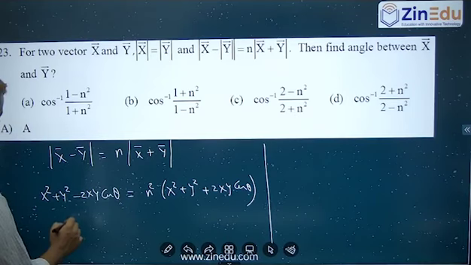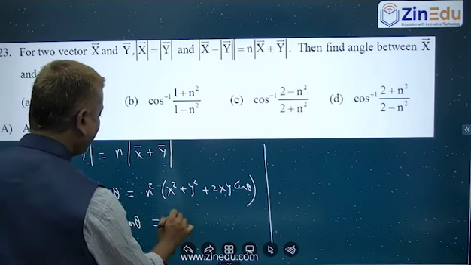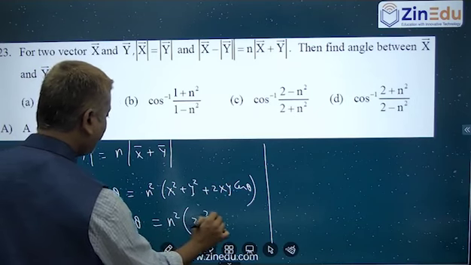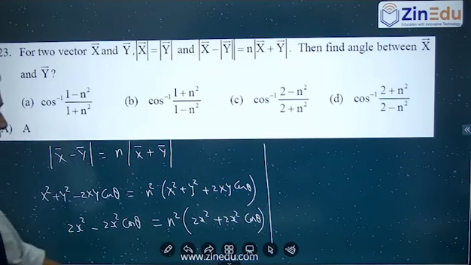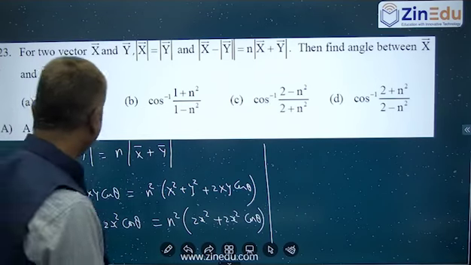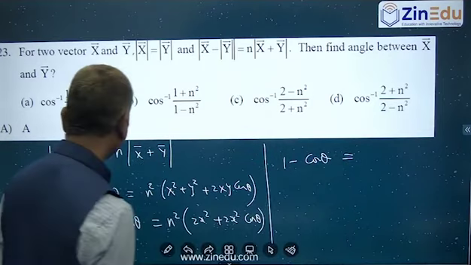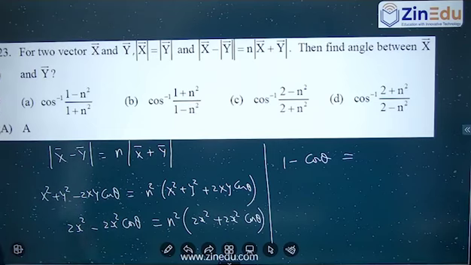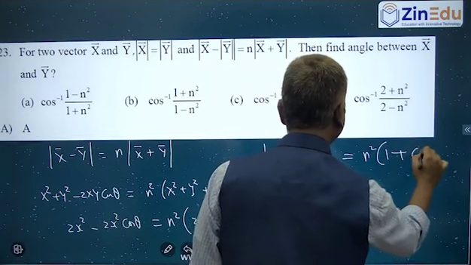So for that, what can you make? This is x square, this is also x square. So can I write 2x square minus 2x square cos theta is equal to n square into x square plus x square plus 2x square cos theta. So 2x square plus 2x square cos theta. Like this I am writing. So here you can take x square common, here also x square common, and 2 also common. So here you will get 1 minus cos theta, right? So 2x square, if you take it common, here also 2x square common, it will get cancelled. 1 minus cos theta is equal to n square times 1 plus cos theta.